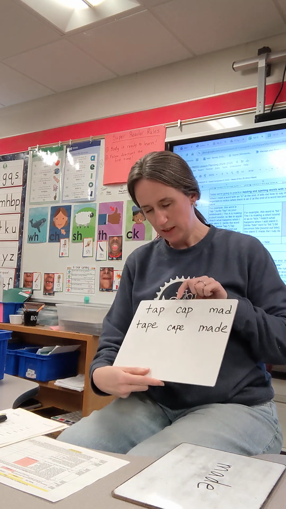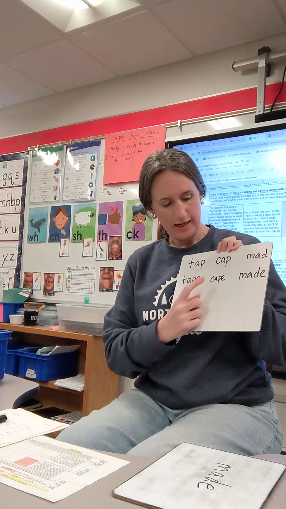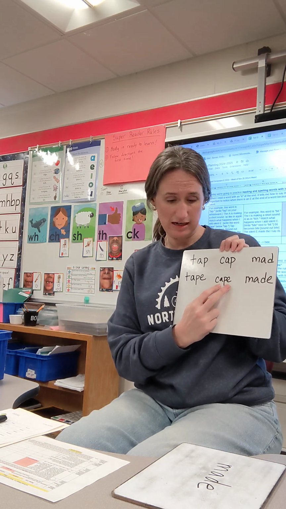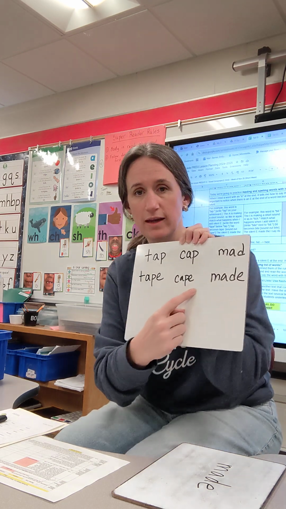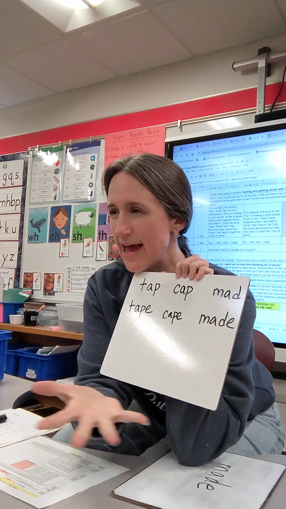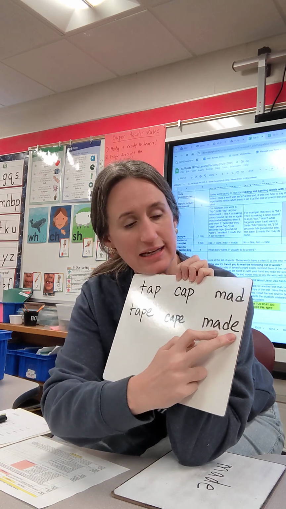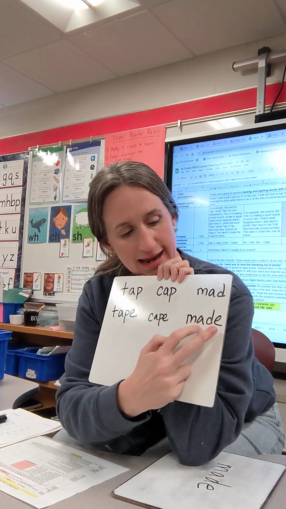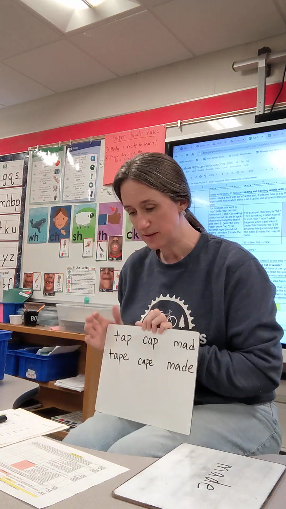Okay, let's sound it out together. K-a-p, cap. Now here the A and the E are going to work together to make the A say its name, A. K-a-p, cape. And on this last one, mad, that's the short sound. But in this word, the A and the E work together to say the A sound, right? Made.